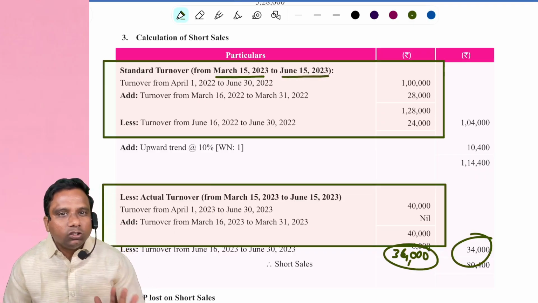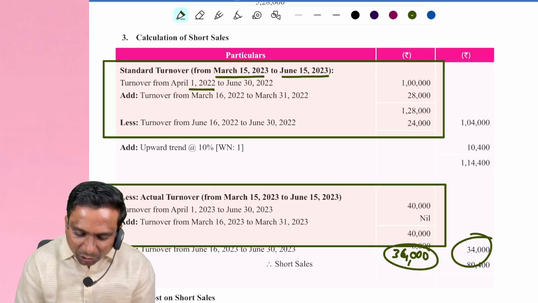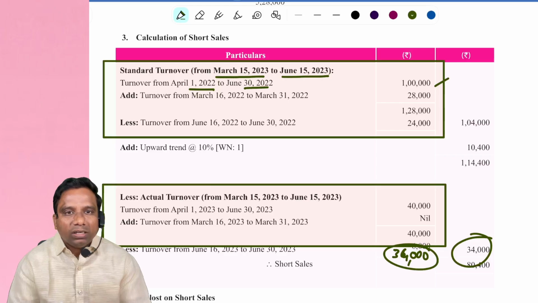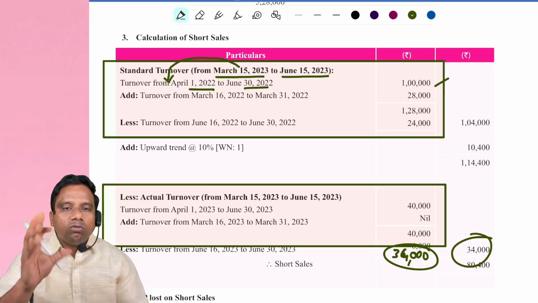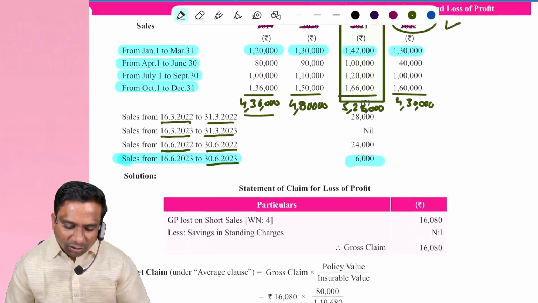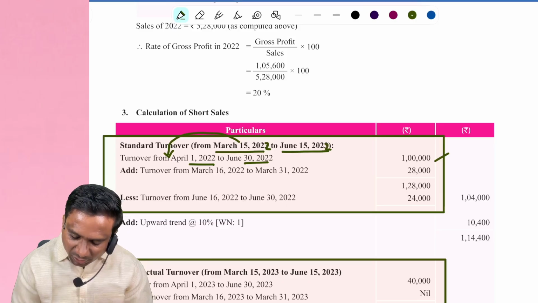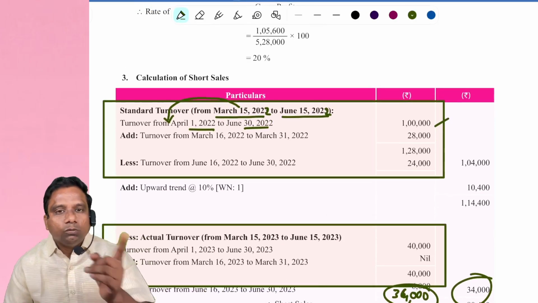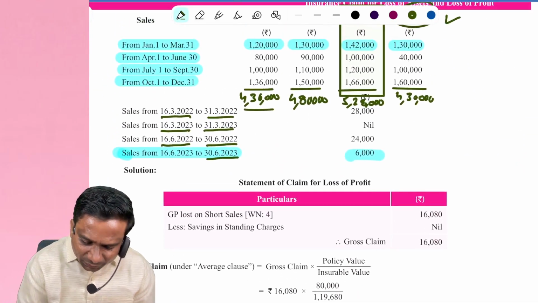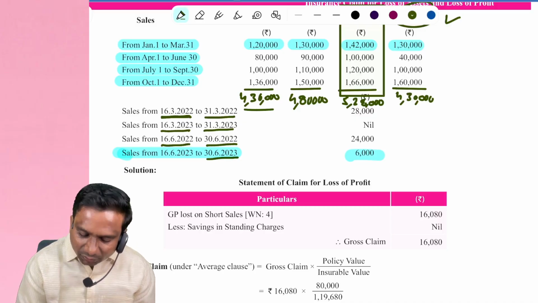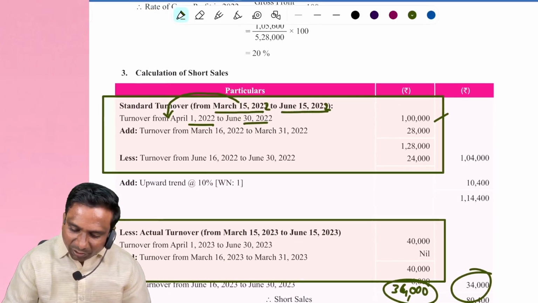But this direct information is not available. So I will take quarterly information, April to June. April 2022 to 30th June, 1 lakh. But here I require 15th March to April 1st. What are the sales? Write down it is 22, not 23. 15/3/2022 to 1st April 2022, how much sales? 16/3/2022 to 31/3/2022, how much sales? 28,000. So that's why they have added 28.